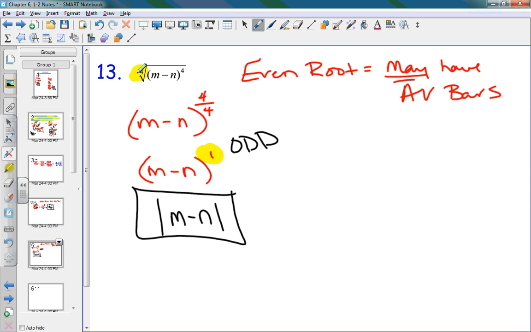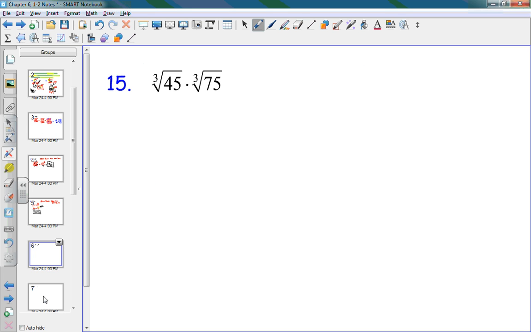And that's going to keep that to be a positive outcome every time. Do we understand that? Again, 15. Well, everything I've taught you so far is basically section 6.1.